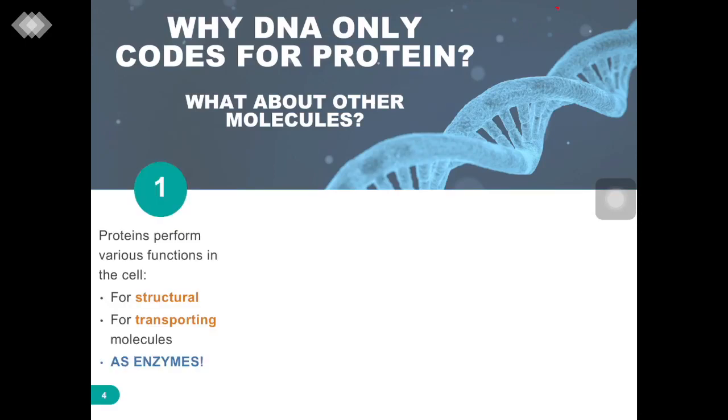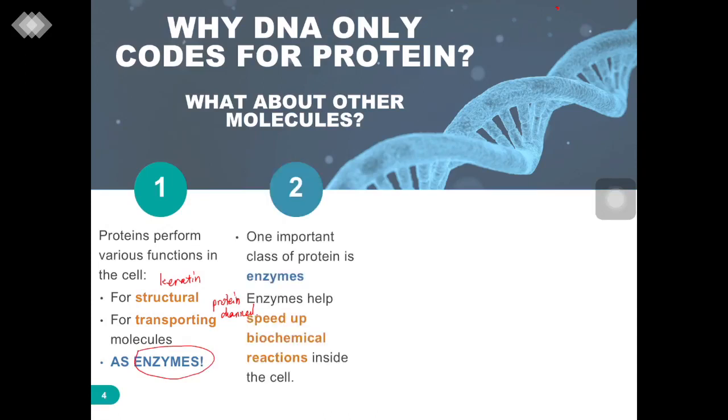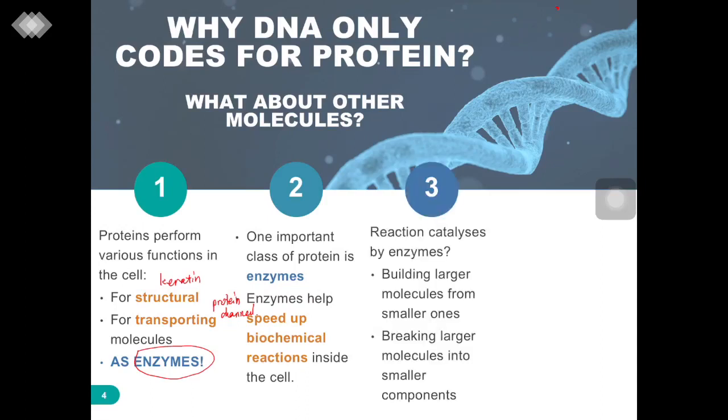Okay, for example, they act as structural support. For example, we have keratin protein, and some of the proteins act to transport molecules in and out of the cell. We have protein channels, we have protein carriers, and we have one group of proteins that act as enzymes. This is the important one. Enzymes speed up chemical reactions. What are the chemical reactions being sped up by enzymes?